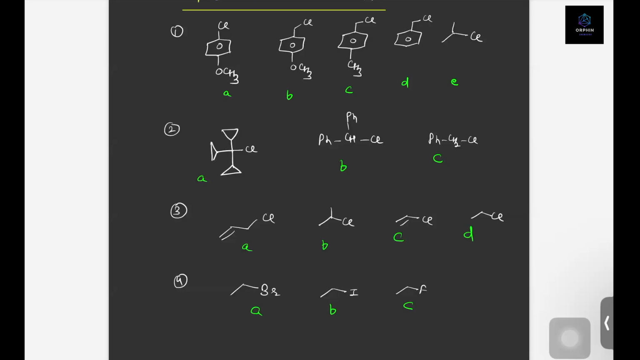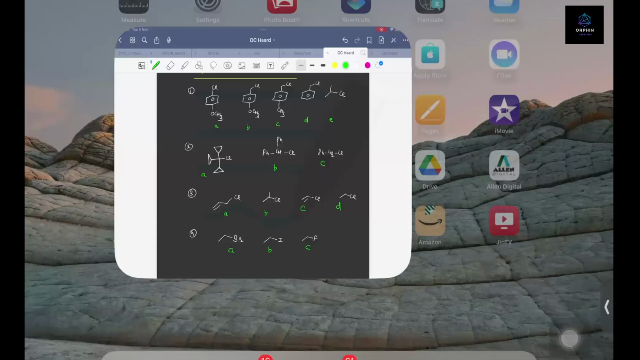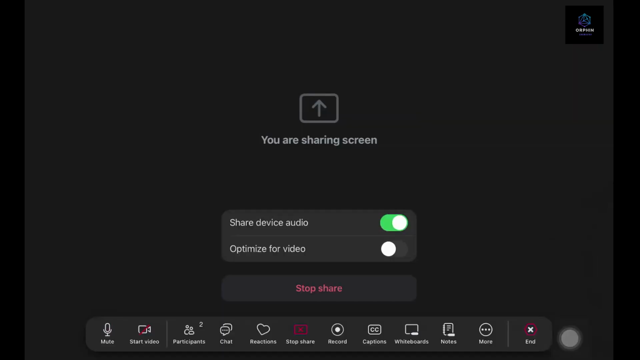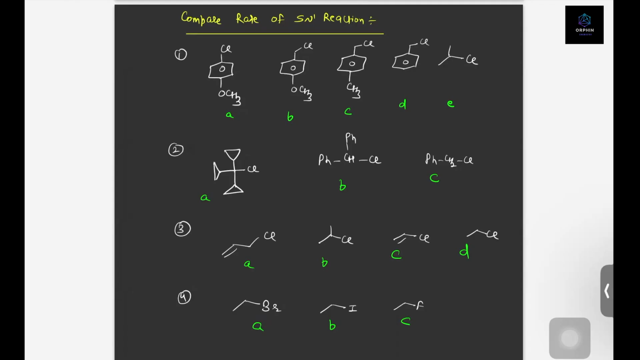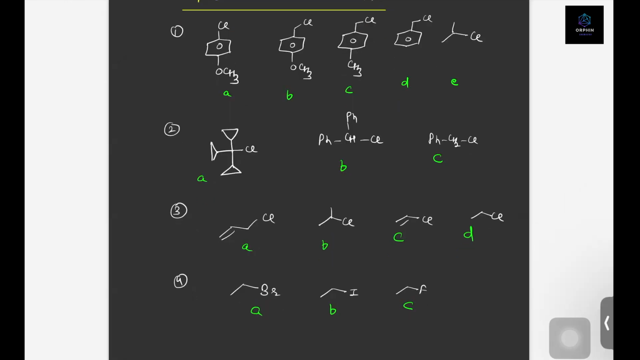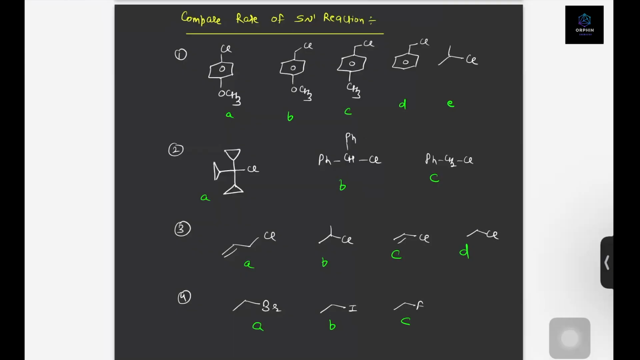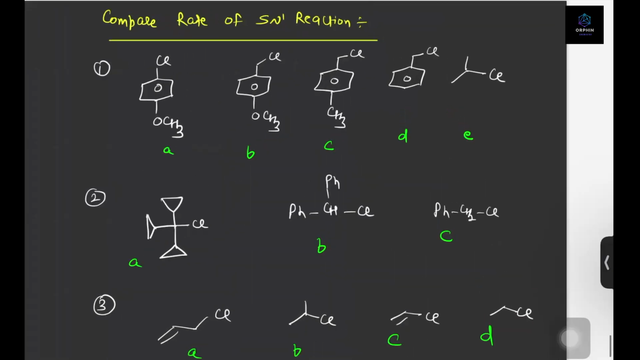So here neither SN1 nor SN2, right? For the first one, the first will be slowest. In the first, the rate will be slowest. E will be the highest. No, E will not be the highest. Okay. Oh wait. So okay.